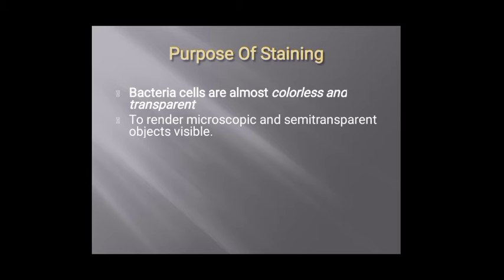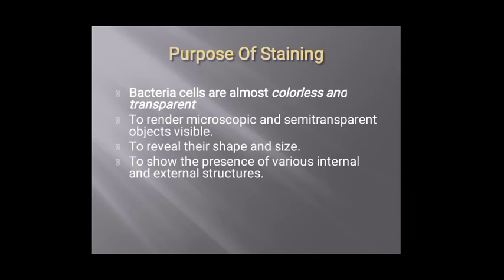For that purpose, it is important to give color to either the bacterial cell or the background, and this is done by the staining procedure. Staining is the procedure by means of which we give color either to the background or to the bacterial cells, with the help of which we can easily observe the shape and size of the bacterial cells.